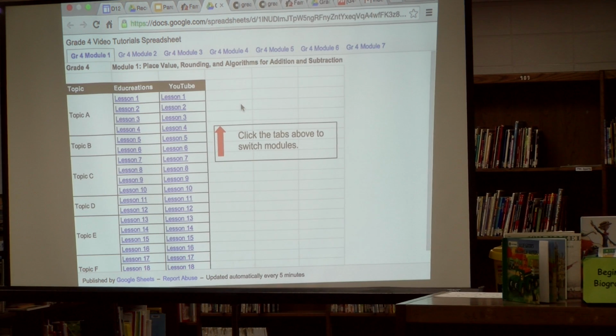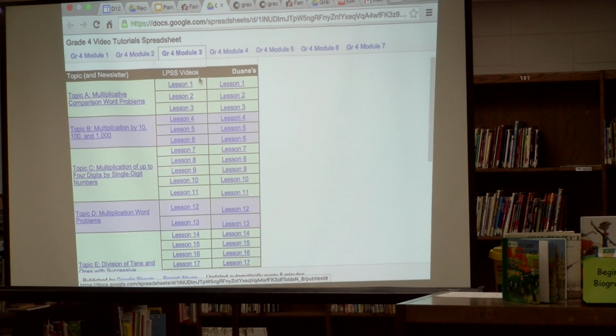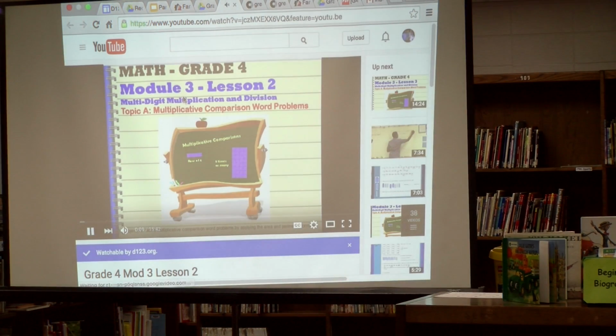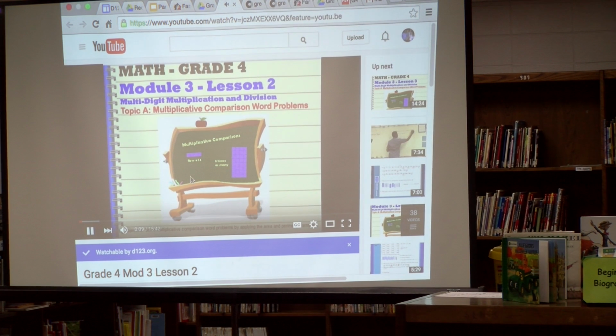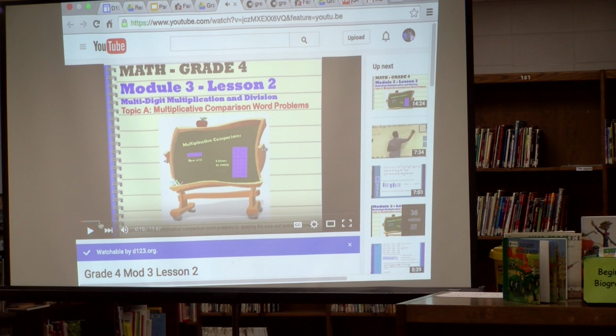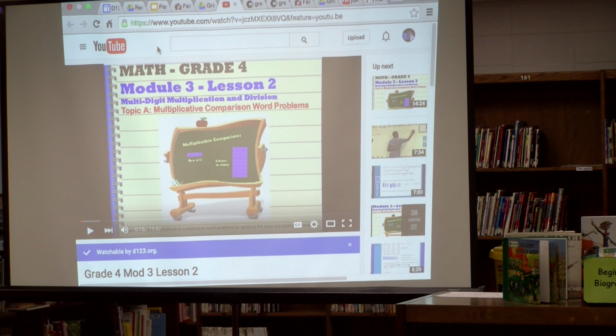This part right up here is like, Mrs. Kalusik, what lesson are you on? We're on module 3 already. You're on module 3? Yep. So grade 4, module 3, lesson 2. If you go into this, this will give you module 3. Let's take a look at grade 4, module 3, lesson 2. Multi-digit multiplication and division. Topic A, multiplicative comparison word problem. So these are just some resources, and the only place this all can be accessed is through the Family Math website that we have connected at the district.